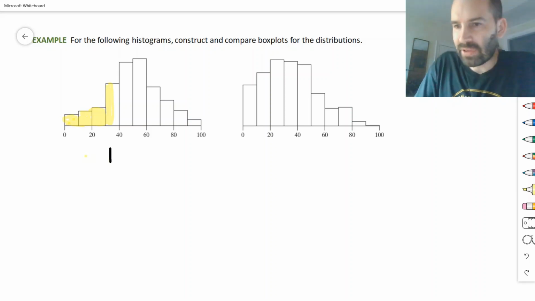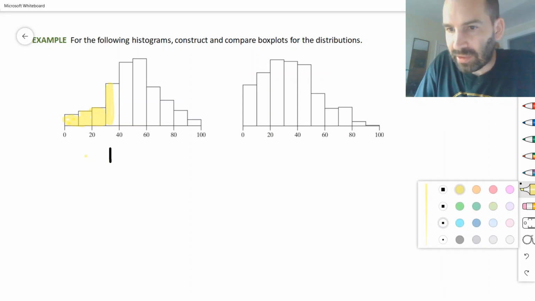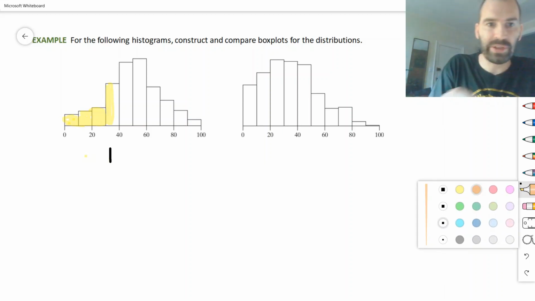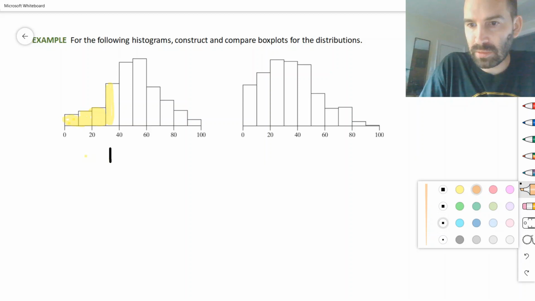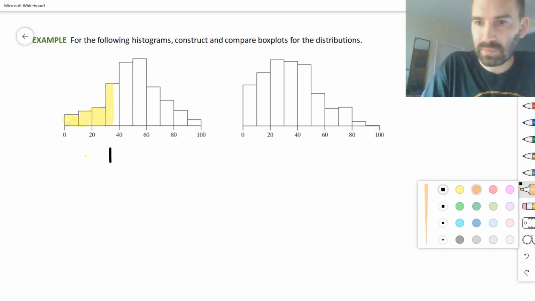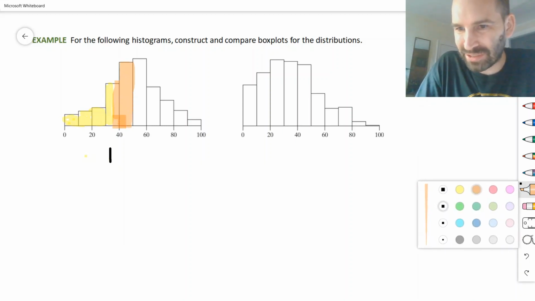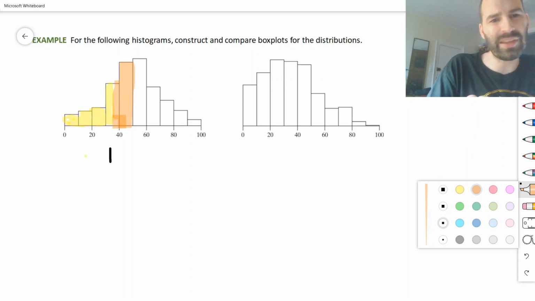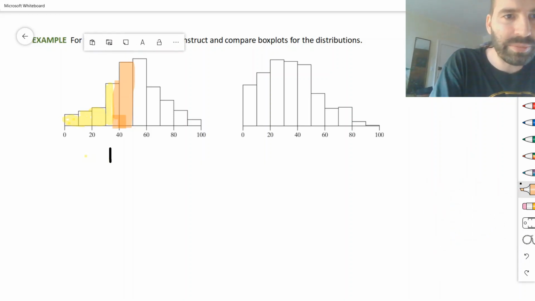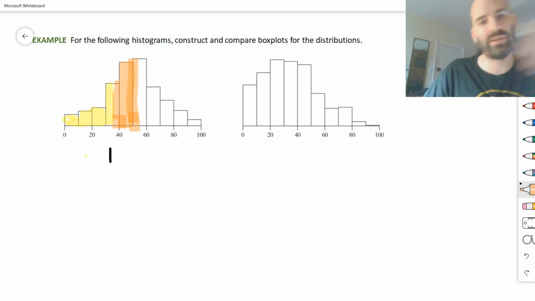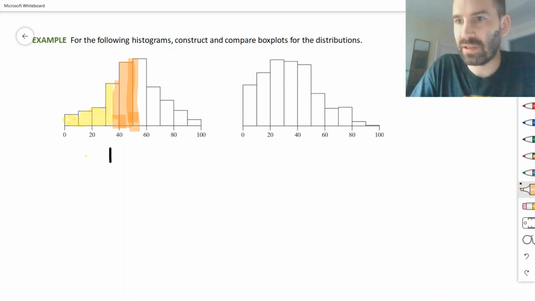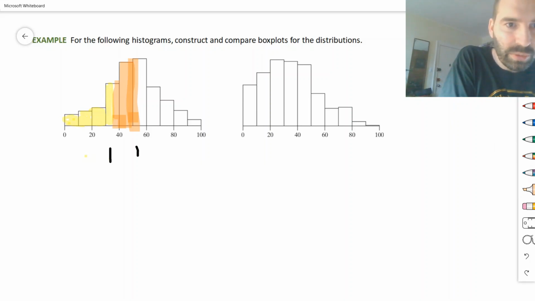Now, how far do I have to go before I get the second quartile? Let's pick a slightly different color for that. So the next 25% of the data. Let me shade. I would probably need to go up. Is that the next quarter? Maybe a little bit more. Maybe a little bit into this bar here. That's probably the second quarter of the data, so that gives me my second quartile.